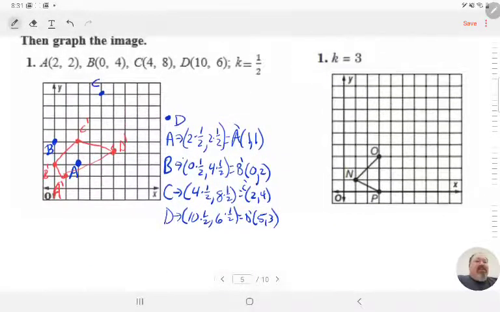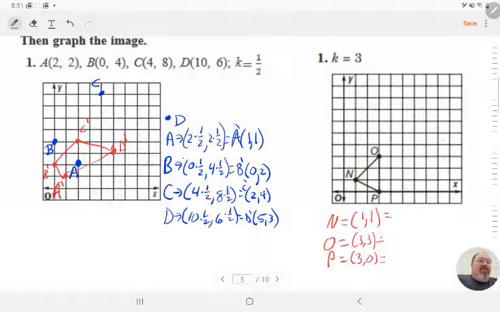Now let's take a look at 3 with a scale factor of 3. So in this one, they do not give us any of the vertices. We have to find them, and then we have to solve it. And this is one of your homework questions as well. So we have NOP. So the first thing I want to do is find my vertices. So N would be 1, 1. And then I have O, which is going to be 3, 3. And we have P, which would be 3, 0.